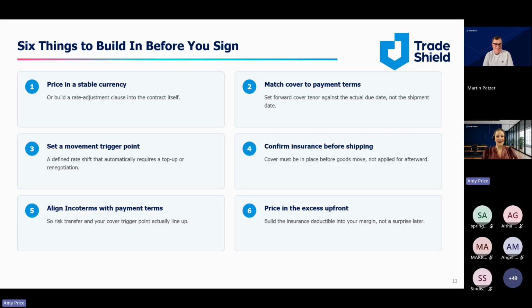So there are 6 things to build in before you even sign. Let's turn the theory into the practical and look at what we should be checking for. The next contract that crosses your desk, you'll have these little light bulbs going off in your head. One, where you have a choice, price is stable, currency is stable, versus where you don't have a choice: build a rate adjustment clause into your contract itself, so that you're not silently absorbing every movement that takes place.